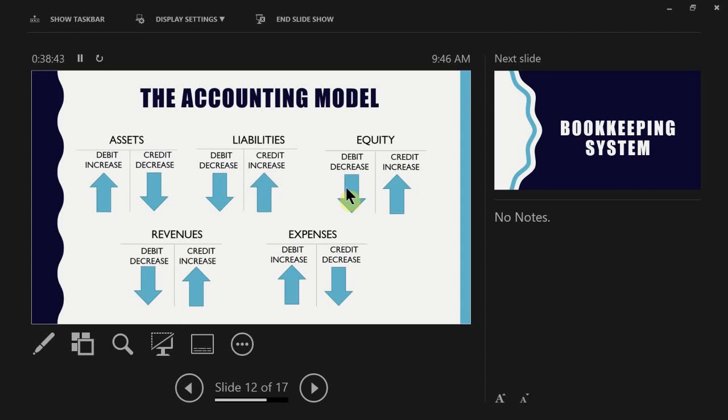assets and expenses generally flow in the same direction. They normally are increased with debits and they are decreased with credits. Your other three, which are your revenues, liabilities, and equity, those three are usually increased with a credit and decreased with a debit, okay? And you're definitely going to apply this every time you record a transaction, okay?